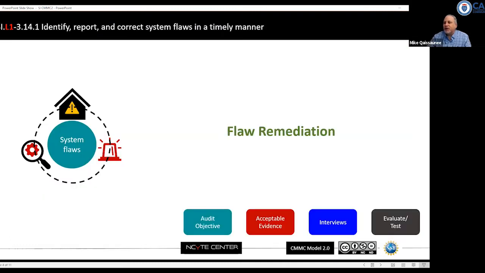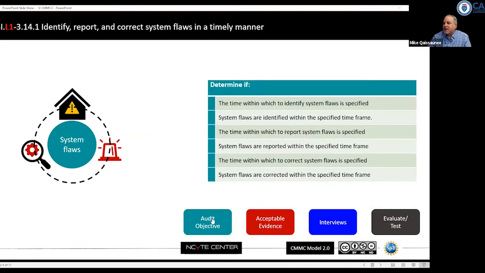So the first one here, flaw remediation. Determine if the time within which to identify system flaws is specified. Determine if the system flaws are identified within that time frame. The time within which to report it is specified, and if they're reported within that, and then the time within which to correct the system flaw is specified, and system flaws are corrected within the specified time frame.